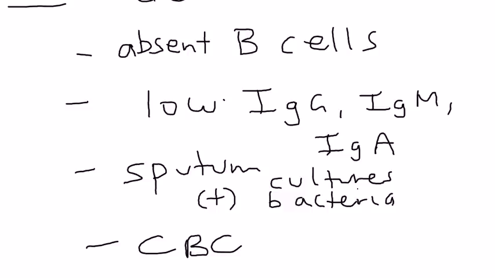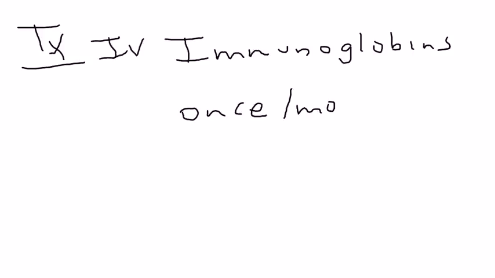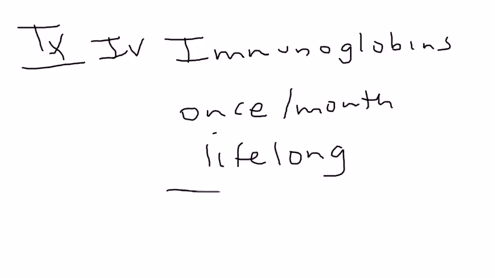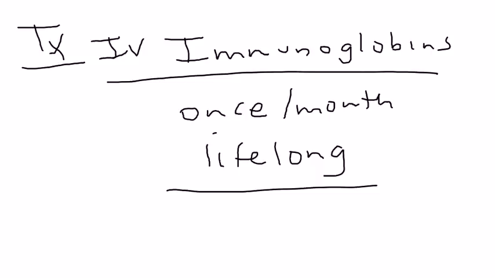Now, how do you treat it? Well, the treatment is actually very, very straightforward. Because they're very low in their immunoglobulin levels, you have to give immunoglobulin in IV form, and the treatment is once a month, lifelong, because they just simply can't produce them. The levels will be very, very low, and as a result, they'll just keep getting infections. They just don't have the immunoglobulins necessary to fight the infections. So you have to give these immunoglobulins once a month, forever.